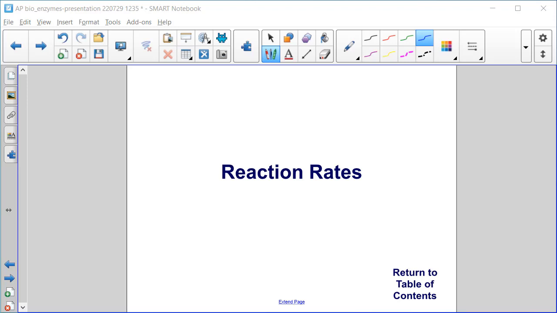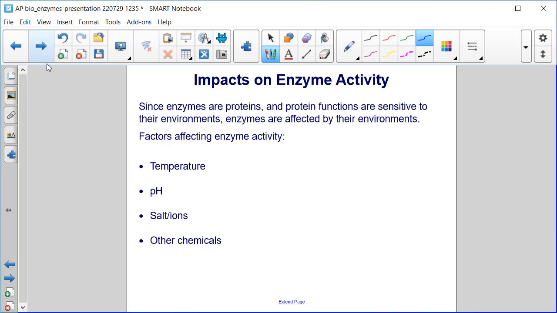In this next section, we're going to discuss reaction rates. Since enzymes are proteins and protein functions are sensitive to their environments, enzymes are affected by their environments. Factors affecting enzyme activity are temperature, pH, salts or ions, and other chemicals.